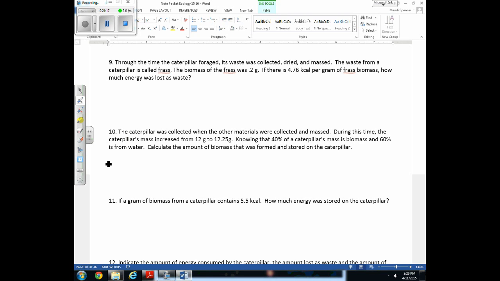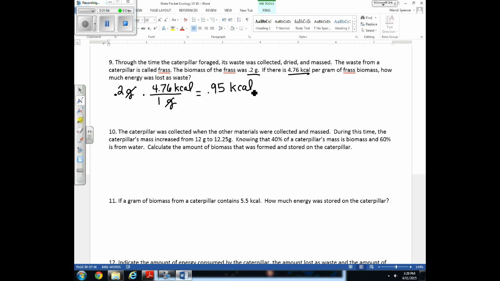It says that after we dry the frass, we have 0.2 grams. And since we dried it, that's the biomass. So there was 0.2 grams of biomass in the frass. And in biomass, there's 4.76 kilocalories per gram. So there's your conversion factor. In 1 gram, our grams are going to cancel. And so we determined that 0.95 kilocalories was lost as waste. So we'll go put that on the diagram here in just a second.